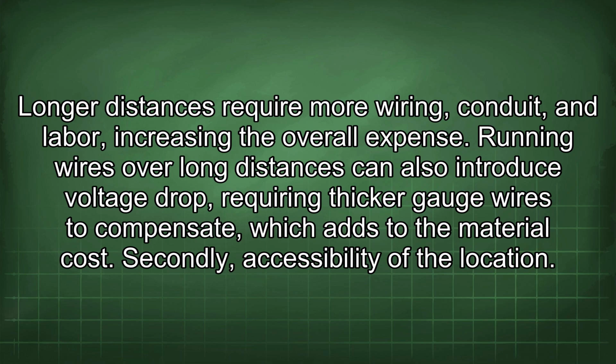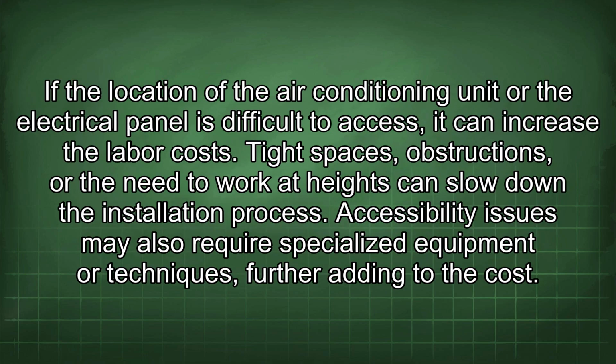Secondly, accessibility of the location. If the location of the air conditioning unit or the electrical panel is difficult to access, it can increase the labor costs. Tight spaces, obstructions, or the need to work at heights can slow down the installation process. Accessibility issues may also require specialized equipment or techniques, further adding to the cost.